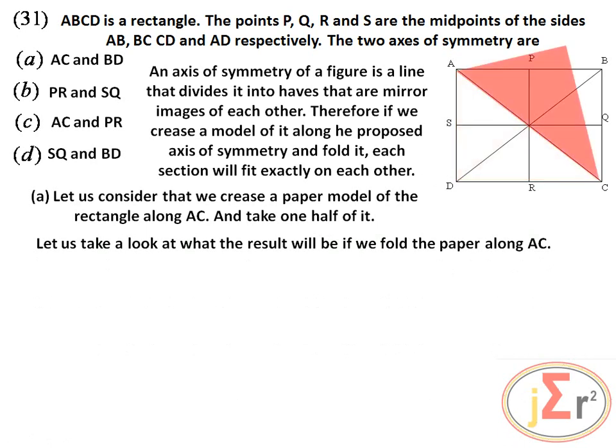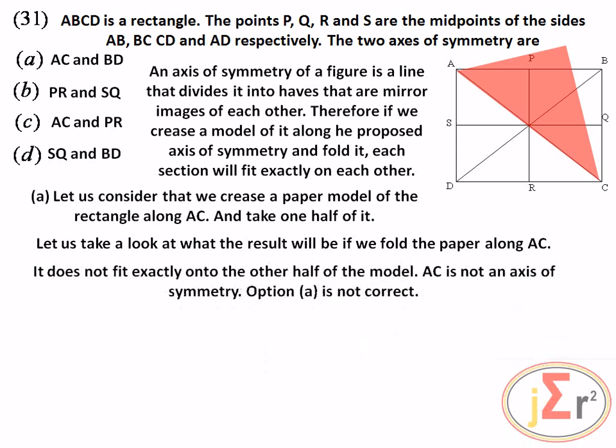There we have it. When we fold it, what do we know? It does not fit exactly on the other half of the rectangle. Therefore, AC is not an axis of symmetry. It does not fit exactly onto the other half of the model. Option A is not correct.